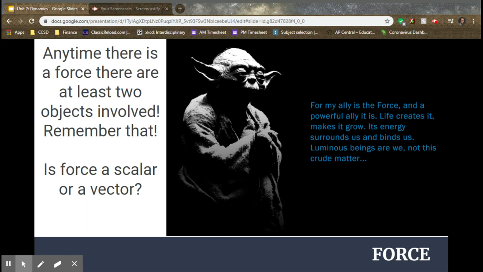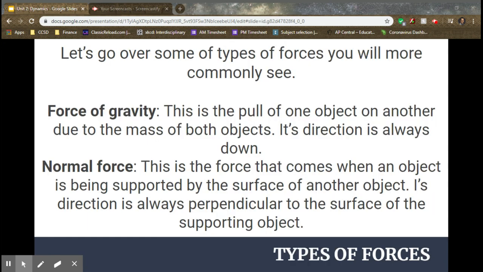So, well, what do you think? Is force a scalar or a vector? Do you remember what scalars and vectors are? I hope so. If not, look it up. But is force a scalar or a vector? With forces, we care very much about the direction that the force is going. And so we would consider force a vector. It is a vector. We care about the direction that it's going.